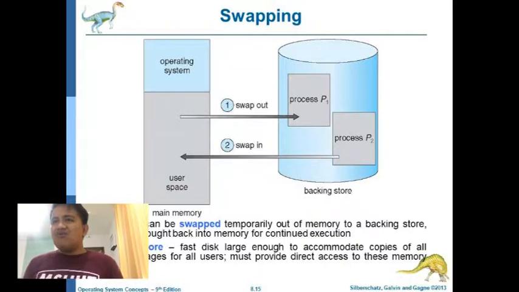So swapping occurs when a certain process in the main memory has the least priority, and here comes a process in the backing store which has higher priority. Chances are the lower priority process will be swapped out and the higher priority process swapped in.